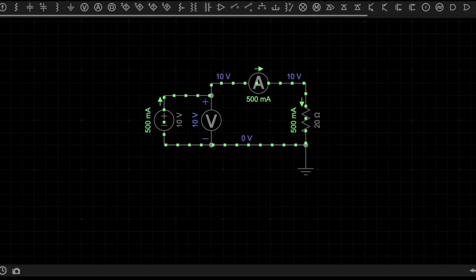Now let's do one more thing. Let me further increase this load. This time we will make it 50 ohms. Now let's see what happens.